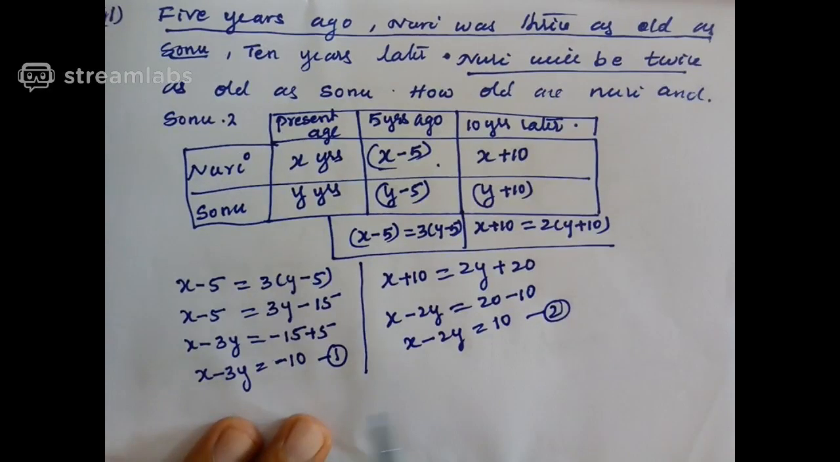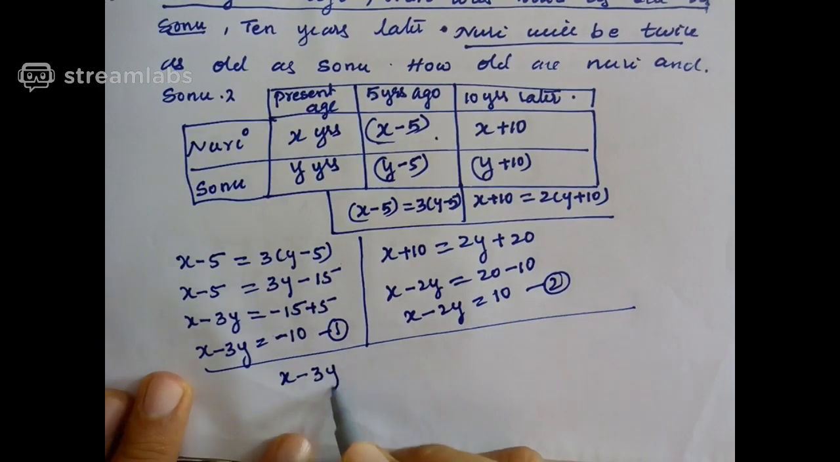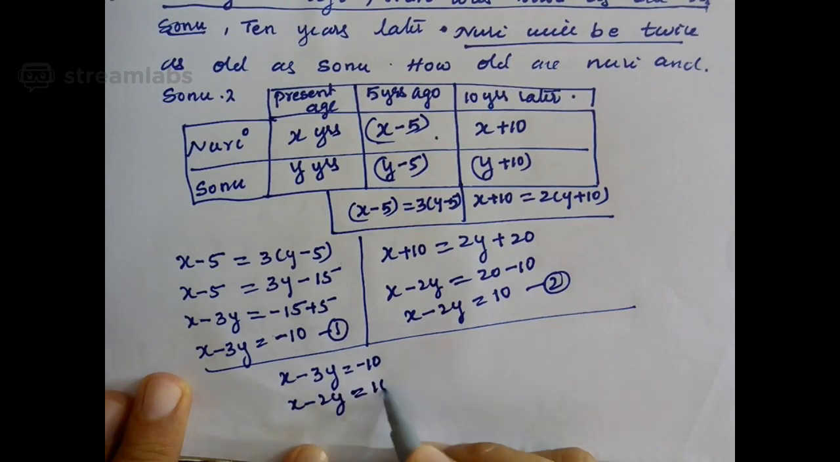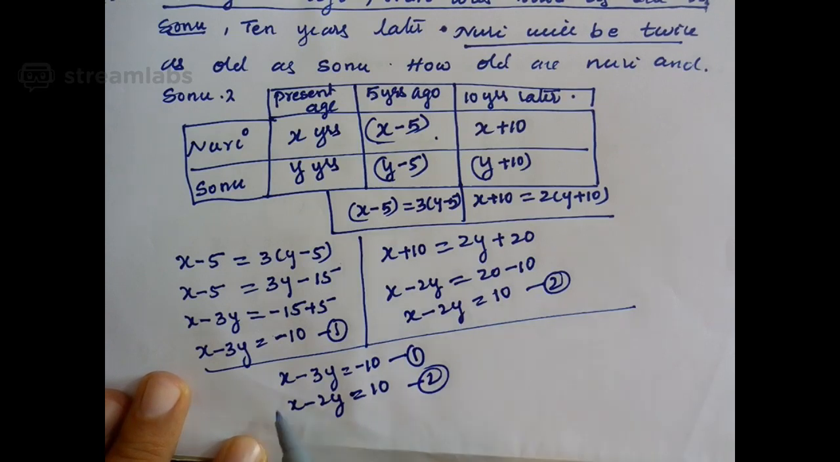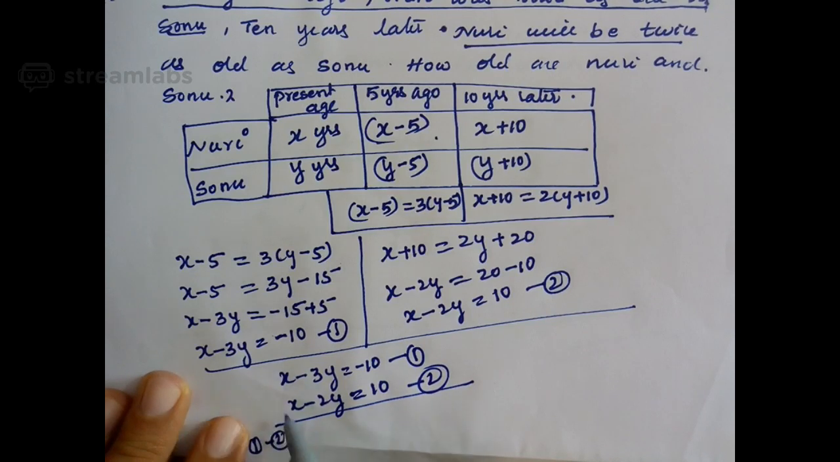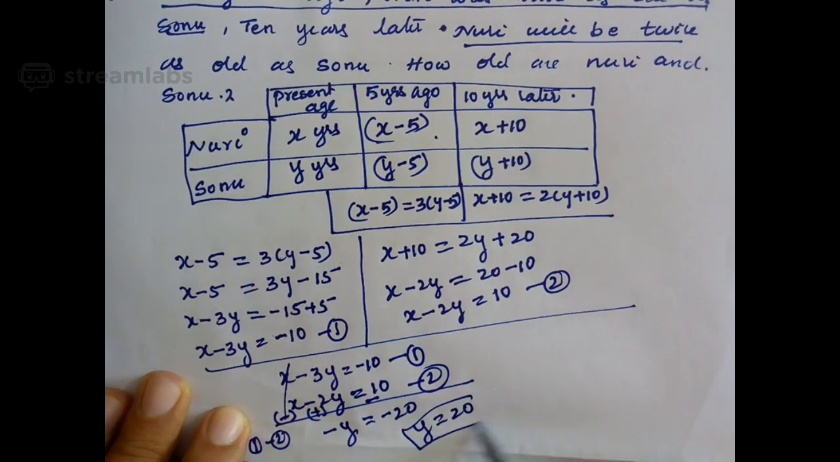Now solve 1 and 2. That is, x minus 3y is minus 10 and x minus 2y is 10. Equation number 1 and equation number 2. Now we have to change the sign here because we can eliminate x. That is, you have to do 1 minus 2: x minus x, minus 3y minus of minus 2y. This is plus and this is minus, so x minus x cancels. Minus 3y plus 2y is what? Minus y is equal to minus 20. y is equal to 20.